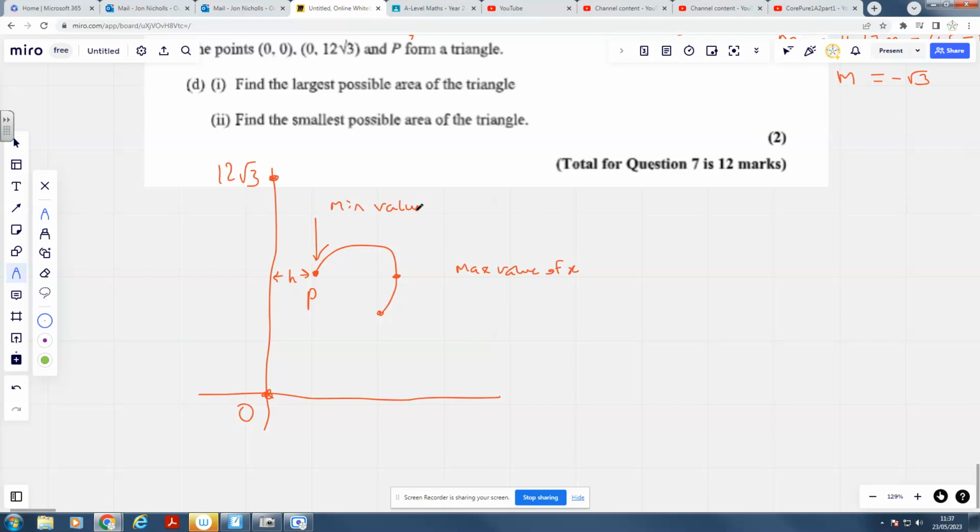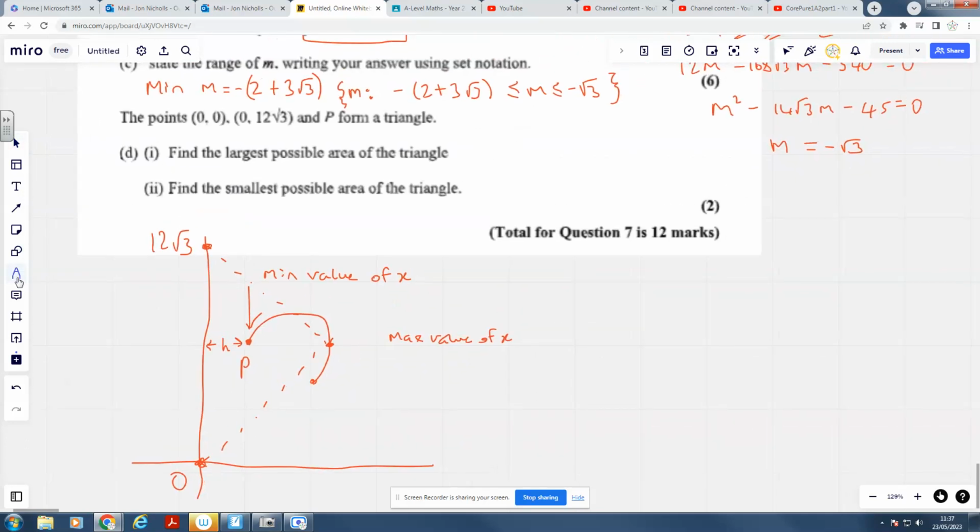So here's where we can use our previous answers to find the area of the triangle. And that's just because the area of a triangle is just going to be done with a half times by the base times by the perpendicular height. And that's why I can just use the x coordinates. So for part 1, I'm just going to need to do a half times 12 root 3 times by the min value of x, which I think was 3 minus root 3. And then I can just work that out. So I'm going to do that, 6 root 3 times by open bracket 3 minus root 3. Okay, I get 18 root 3 minus 18.